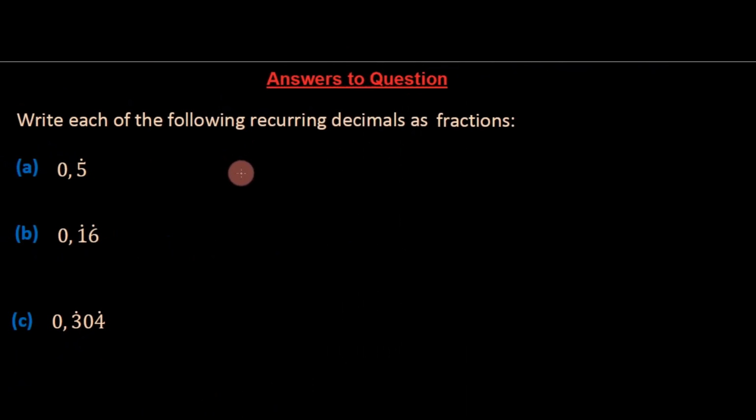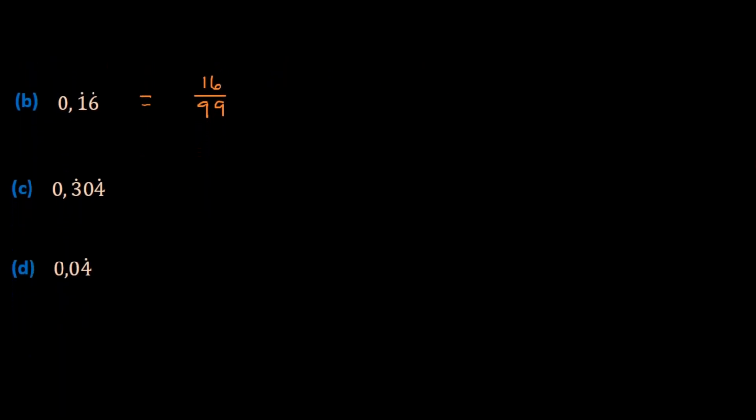Let's look at your answer to this question. In A, we have 0.5 recurring, so we have one decimal, or one digit rather, behind the decimal recurring. So we divide 5 by 9. In B, we have 2 digits behind the decimal recurring. So it's 16 divided by 2 nines. Then in C, we have 3 digits recurring. So it's 304 divided by 3 nines.